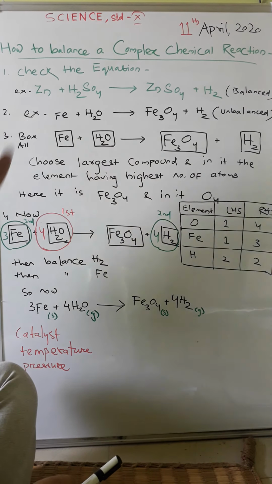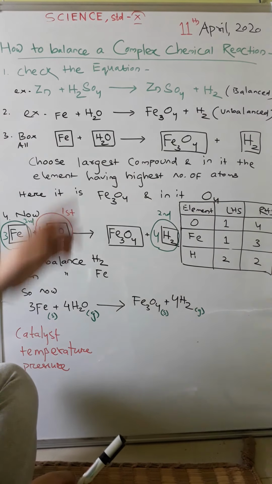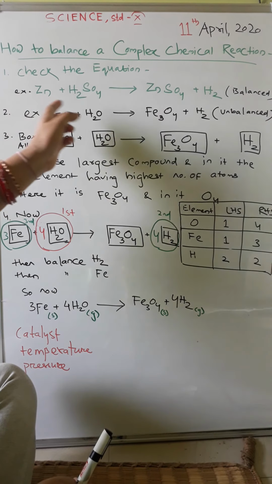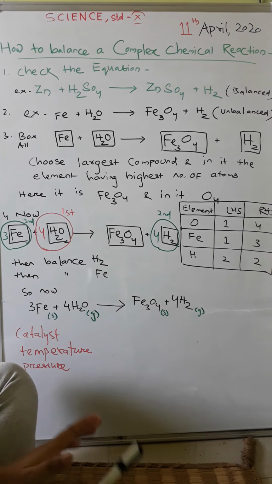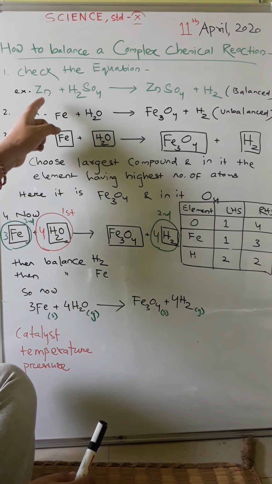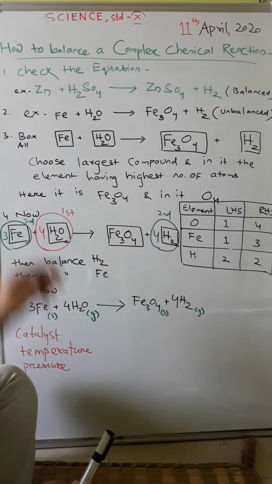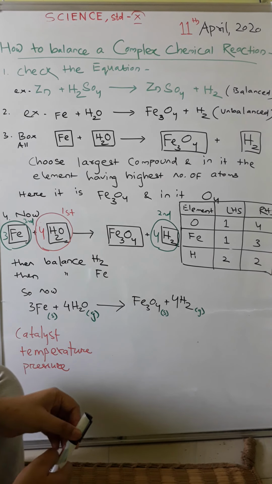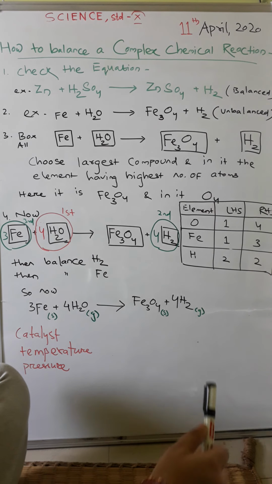So first, step number one is to check the equation. First we have to check whether the equation is already balanced or we have to balance it. So first I have taken the chemical reaction: zinc plus sulfuric acid gives zinc sulfate and hydrogen.